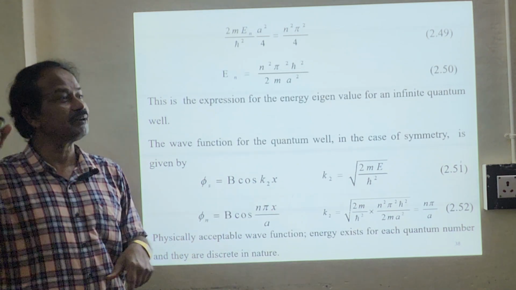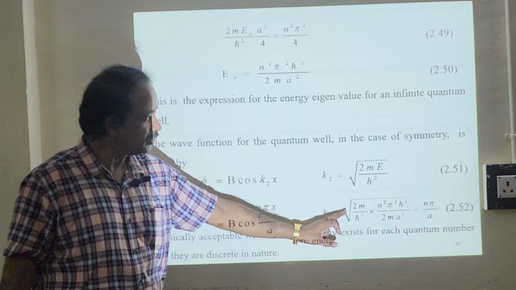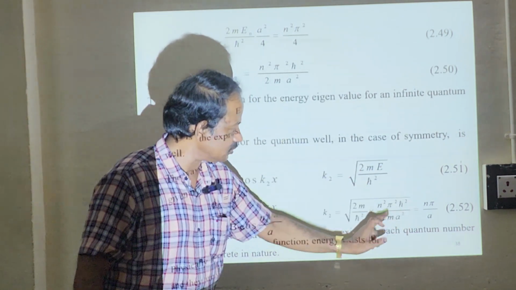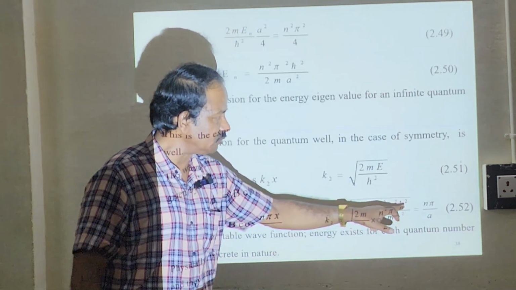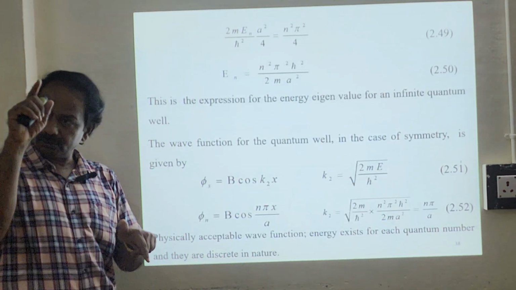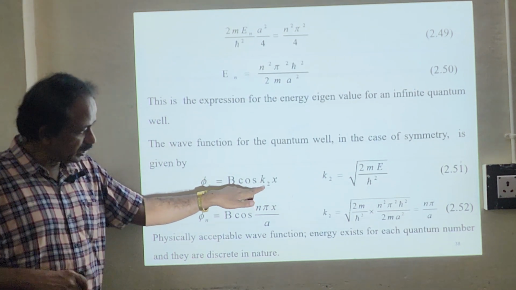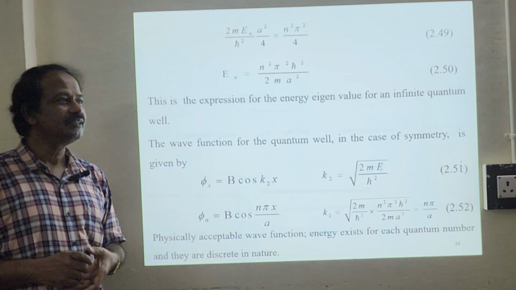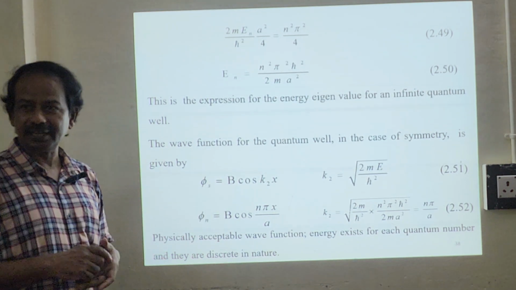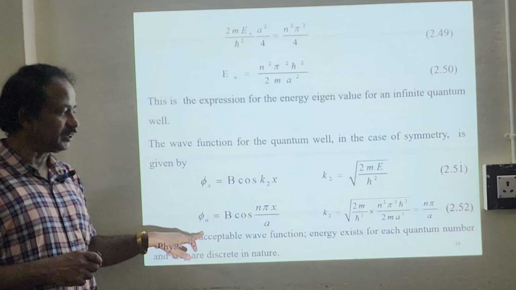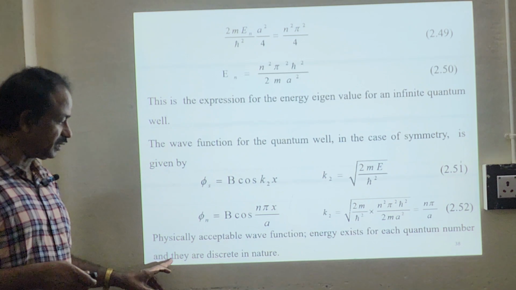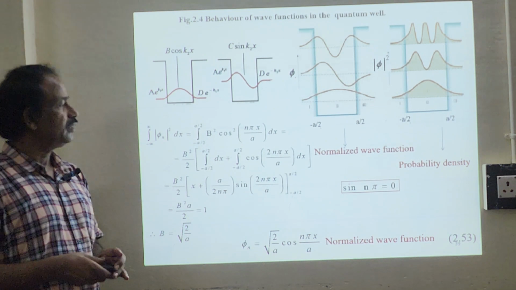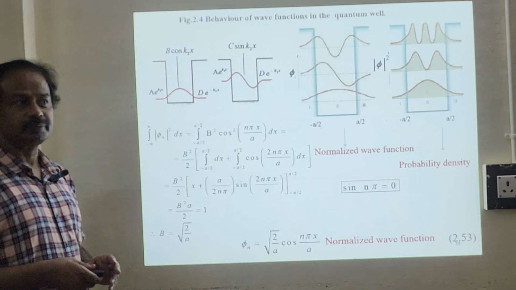Can you remember this expression, n pi by l, which we studied in the last class, now n pi by a? How have we written it? 2mE by h bar squared, multiplied by the expression for E, just substitute and get the value. Take out 2m h bar squared, you will get n squared pi squared by a squared. Take the root, that will give you n pi by a. So instead of k2 you can write n pi by a. Okay, now we have to find out the normalization constant, as usual, as we have done in the last class. So for physically acceptable wave functions, the energy exists for each quantum number and they are discrete in nature. Okay, quantized.